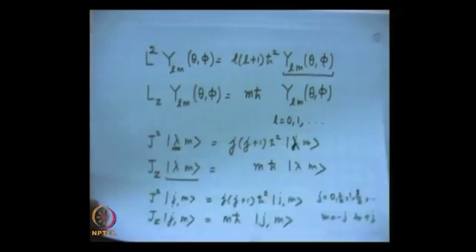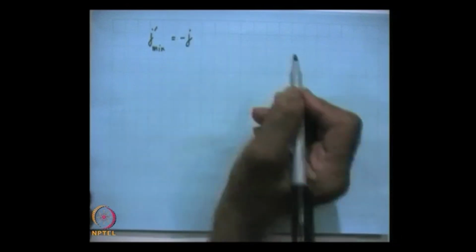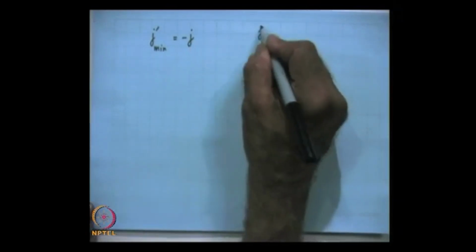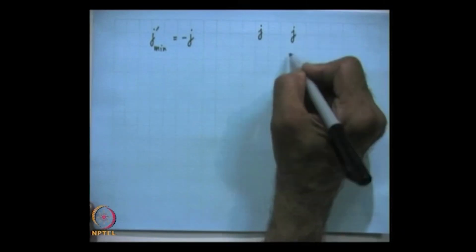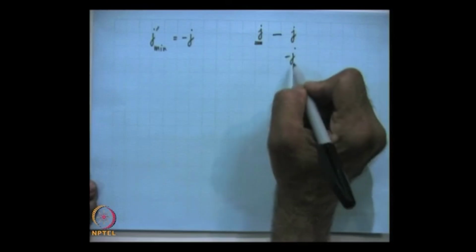So, I had shown that j prime, which is the minimum value of j, was equal to minus j. So, therefore, these are the m values. For a given value of j, the m values go from j to minus j. I have now proved that just by using commutation relations. All the previous results are proved because the differential operators also satisfy the same commutation relations. So, I have proved that for a given value of j, the m values go from j to minus j.